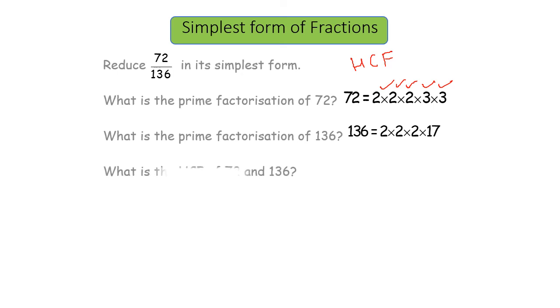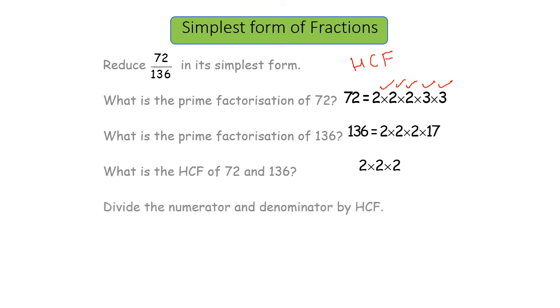So what is the HCF? HCF is like the common part. Common values are 2 multiplied by 2 multiplied by 2, that is 8. So HCF is 8. So I'll divide the numerator as well as the denominator by 8 to get the simplest form. You remember in any fraction, numerator by denominator, you can divide by the same number, not an issue. The result will be the same.